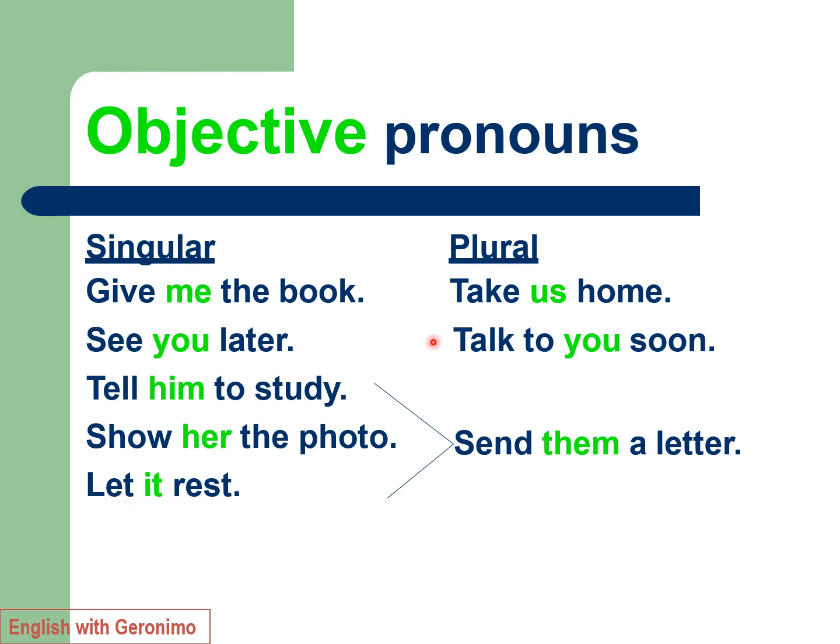And for our plural form, first sentence, take us home. So us here is our objective pronoun, which is the receiver of the action take. Number 2, talk to you soon. So you here is our objective pronoun and the receiver of the action talk. Now here we use them: send them a letter. So them here is the receiver of the action send. Now them here is in the plural form.